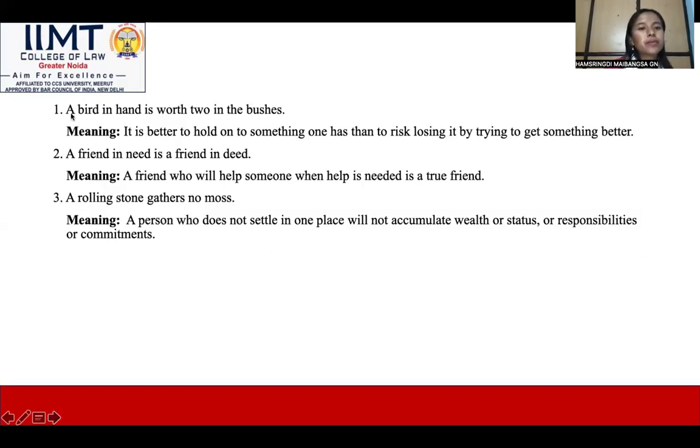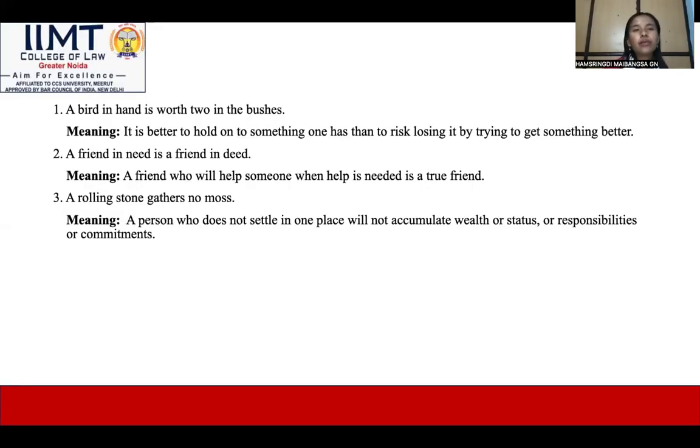The first proverb is a bird in hand is worth two in the bushes. It means it is better to hold on to something that one has than to risk losing it by trying to get something better. So sometimes what happens is even if we have something, we look for more, and in that process, we are in a situation where we have to get the other thing. We have to give up something that we already have, and we end up having none.